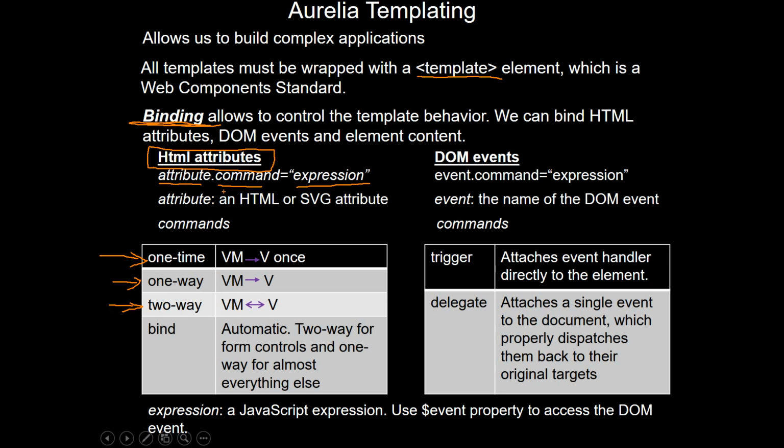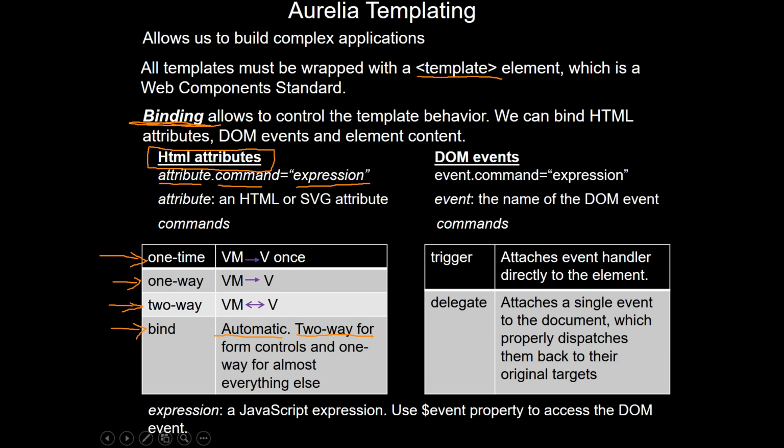But if you don't want to explicitly specify, for example, you want to say the value attribute with the command dot one time or dot one way or dot two way, you could always fall back onto the safe option, which is the bind option. If you just say attribute dot bind, the decision is made automatically. That is, it'll be two-way for all the form controls and one way for almost pretty much everything else. So for example, if you have a div or if you have something else like an anchor, if you say href.bind, it'll figure out whether it is going to be, in this case, one way makes more sense. So it'll choose one way.